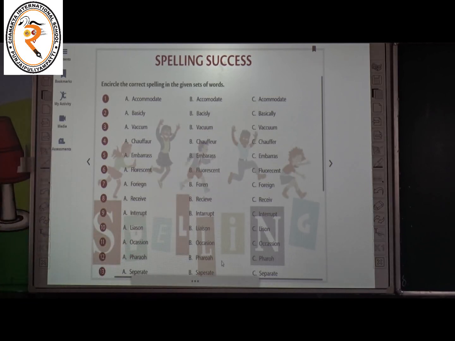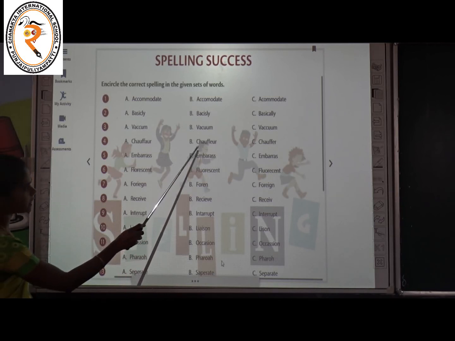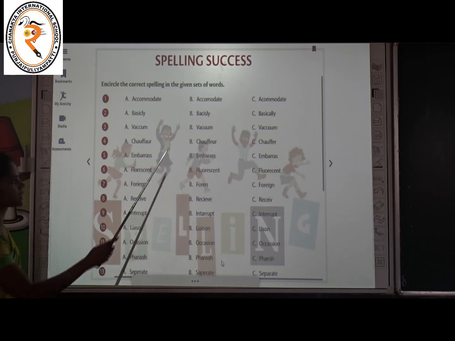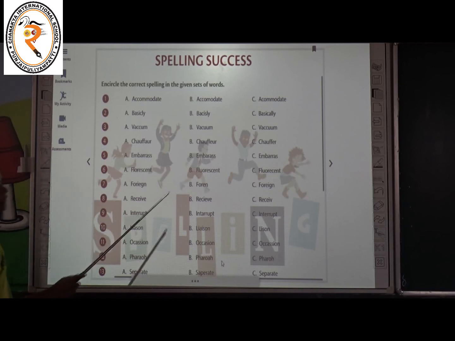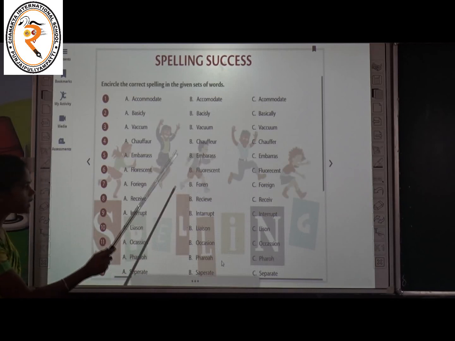And the third one, bathroom. What is the correct spelling of bathroom? It is B. So you have to encircle B. And the fourth one, chopper. What is the correct spelling of chopper? B. And the fifth one, emperors. What is the correct spelling of emperors? It is A. So you have to encircle A. And the sixth one, fluorescent. What is the correct spelling of fluorescent? It is B. So you have to encircle B.